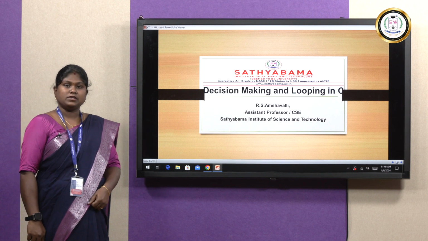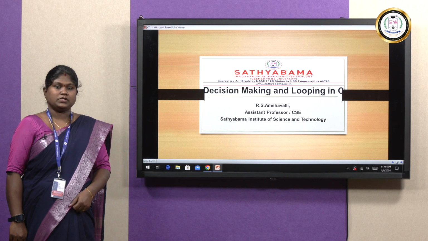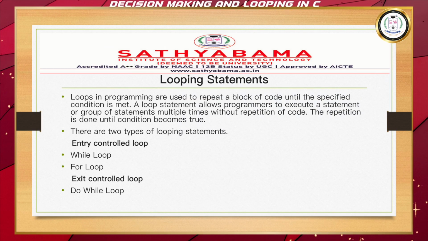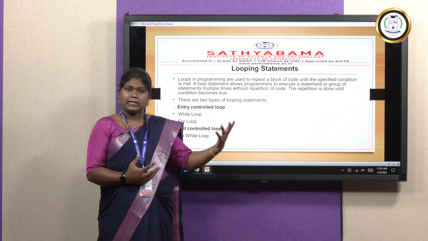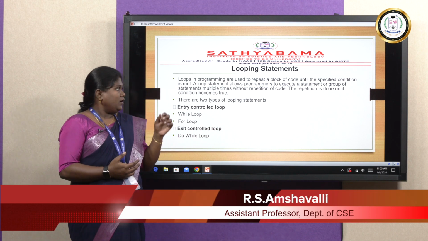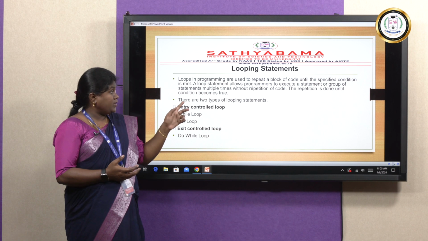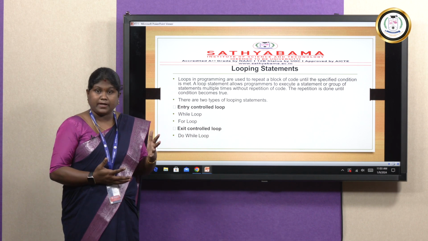I hope you have understood the basics of decision making components in C language. And now it's time for the second part of the session, which is looping statements. In decision making statements, we check a condition, and based on the result of the condition, the flow will change. But there comes a scenario where a single condition has to be checked multiple times.